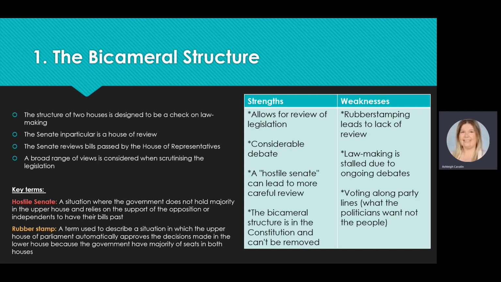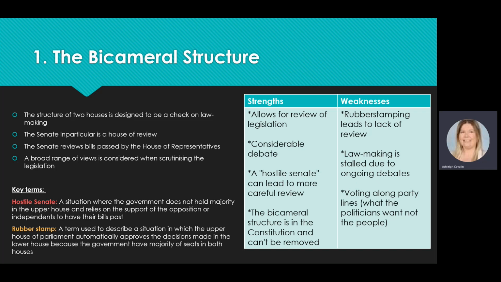Now, there are different scenarios which could occur, which could impact on the effectiveness of this check. Firstly, there might be a hostile Senate. This is a situation where the government does not hold majority of seats in the upper house, and they must rely on support of the opposition or independents to have their bills passed.